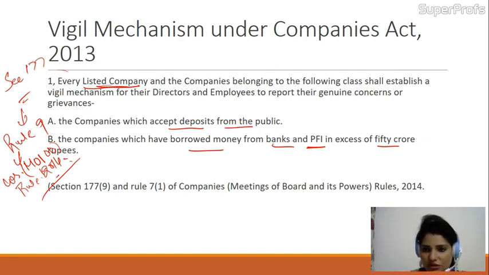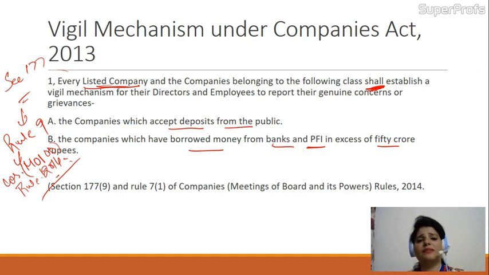Those companies shall, not can, so this is a mandatory requirement, establish a vigil mechanism for their directors and employees to report genuine concerns and grievances faced in the workplace. What this provision in the Companies Act does is safeguard the interests of the stakeholders associated with the company.